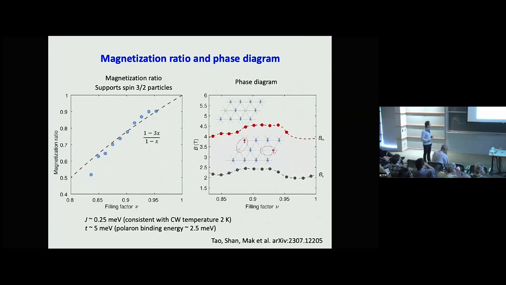Okay. We can also estimate some energy scale. T is on the order of about 5 milli-electron-volt using the known g factor of the system.